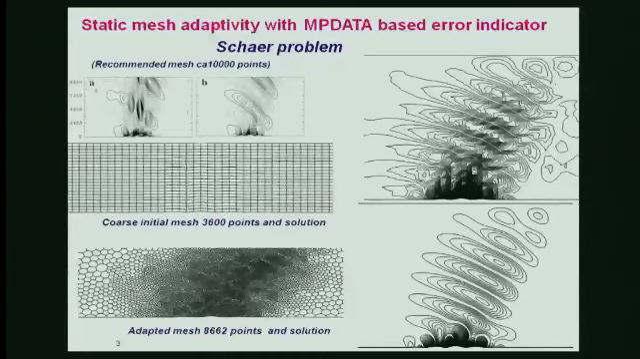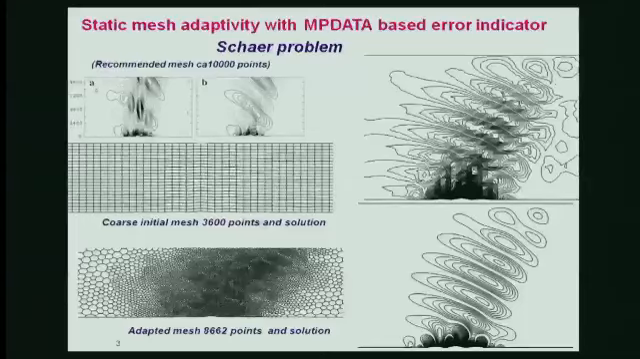Horizontal resolution in that upper one? Which one? The upper one. Well, it's 3,600. So I think it was 4 times coarser, or I would need to double check because I did it several years ago. I believe it was 4 times coarser than the Schär mesh.